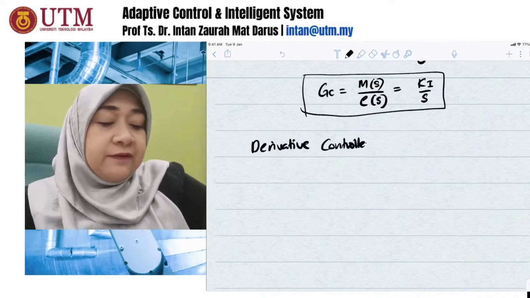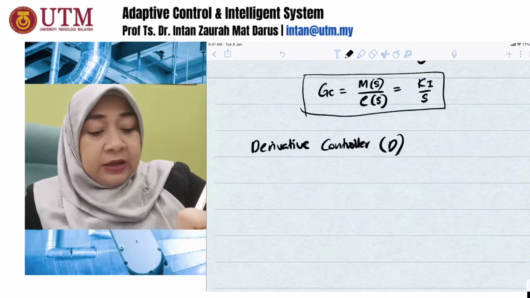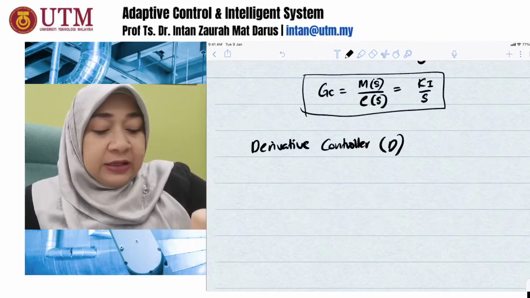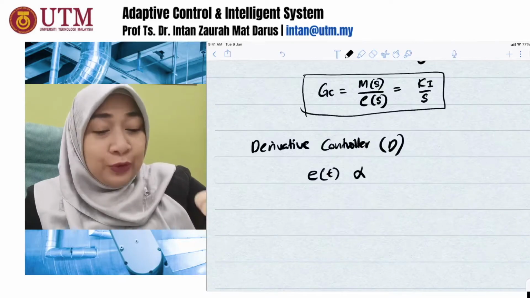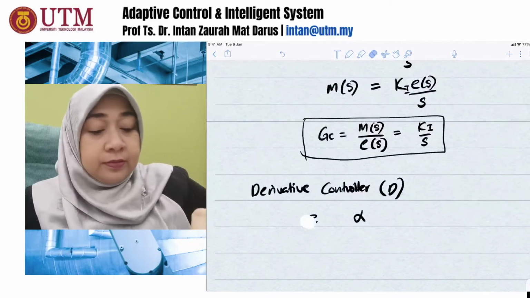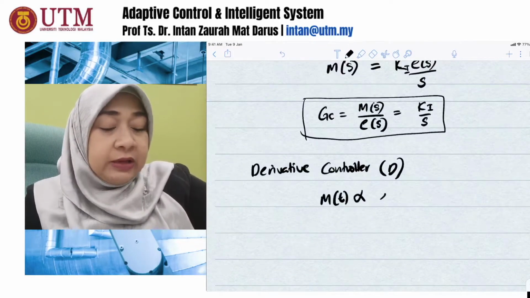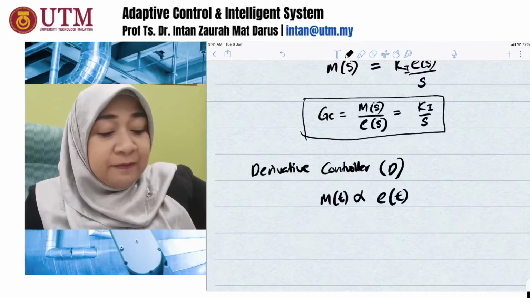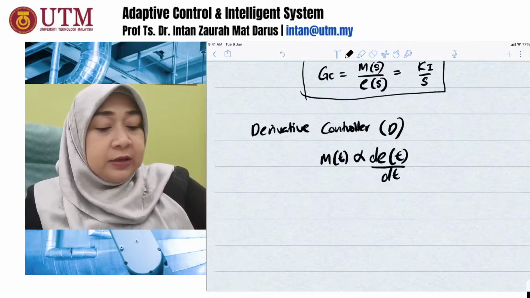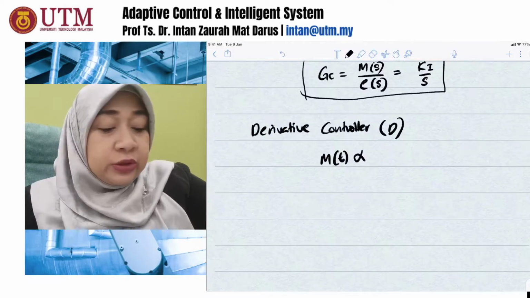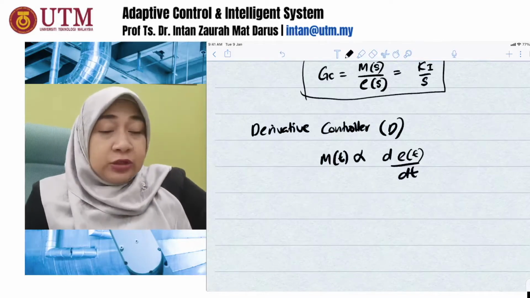Derivative is denoted with D. Similarly, the output, sorry, not the error, the output m(t) is proportional to the error e(t), but not really the error itself, but the derivative of the error. Let me just rewrite that nicely. So it is proportional to the derivative of the error, de over dt. So this is in the time domain.